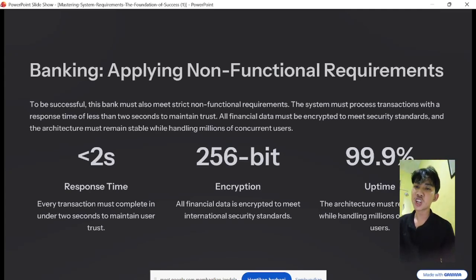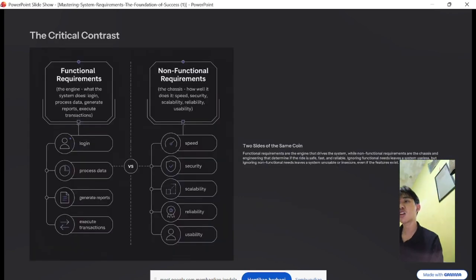Now applying non-functional requirements. To be successful, this bank must also meet strict non-functional requirements. The system must process transactions with a response time of less than 2 seconds. Financial data must be encrypted and secure. Okay, next slide. The critical concern: functional requirements, the engineering of the system, the login process, data, and so on, and error-related non-functional requirements.